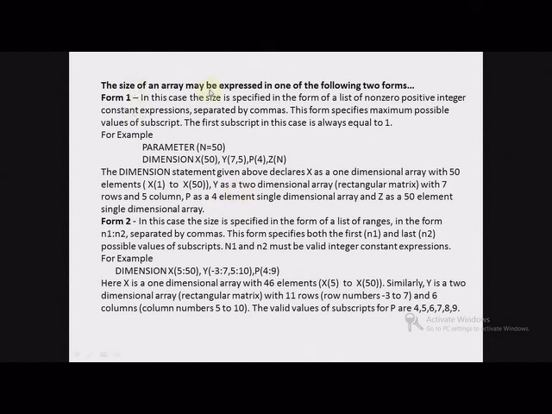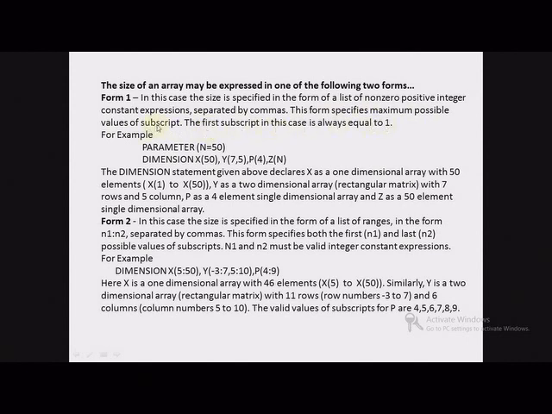The size of an array may be expressed in the following two forms. So there are two ways in which we can declare an array using the dimension statement. Study form 1 here. In this case, the size is specified in the form of a list of non-zero positive integer constants separated by commas. The form specifies the maximum possible value of a subscript. The first subscript in this case is always equal to 1.